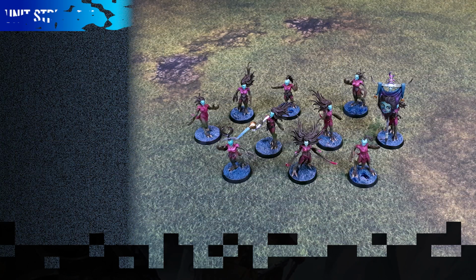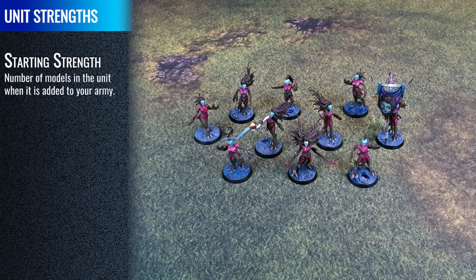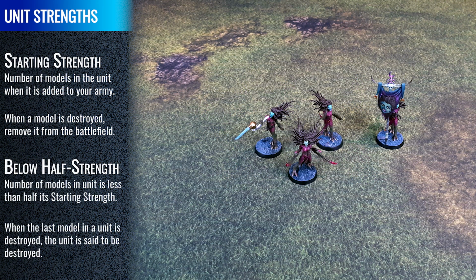Some rules will require you to verify a unit's strength. This again only affects units comprised of multiple models. When a unit starts the game, it's at its starting strength. If enough models are removed to drop it below half its starting strength, it is considered to be below half strength. Now a few loose ends to wrap up this section.